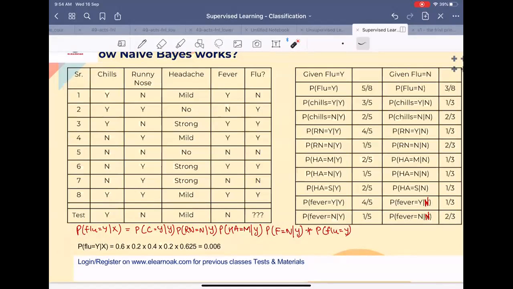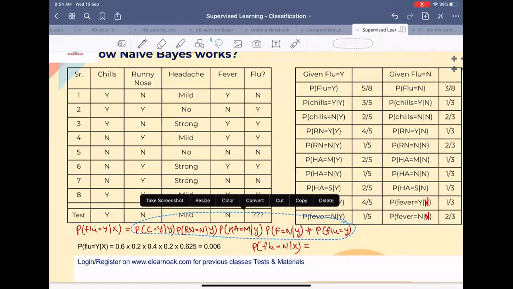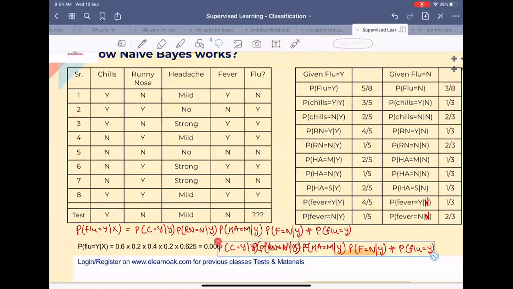Now we also need to evaluate the second term, right? The probability of having flu as no given the same data, which will be evaluated as, I can take the same thing I've written here. Sorry. Make a copy of it. Paste it. It will not fit, so I make it a bit smaller.